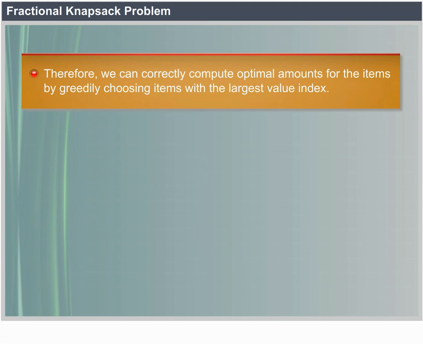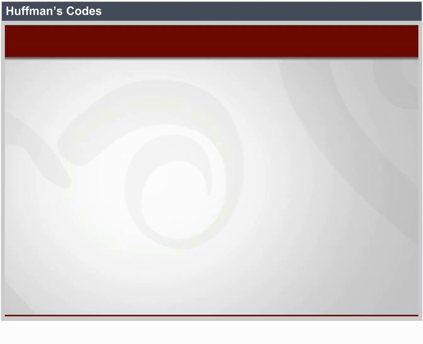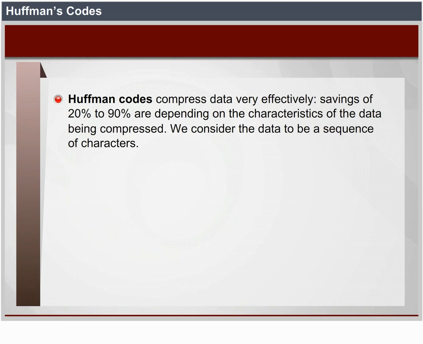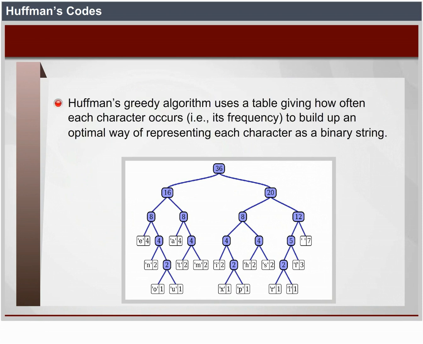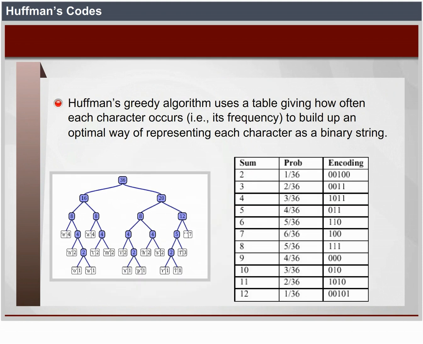Huffman codes. Huffman codes compress data very effectively. Savings of 20% to 90% are typical, depending on the characteristics of the data being compressed. We consider the data to be a sequence of characters. Huffman's greedy algorithm uses a table giving how often each character occurs, that is, its frequency, to build up an optimal way of representing each character as a binary string.